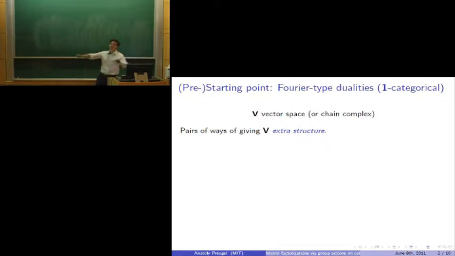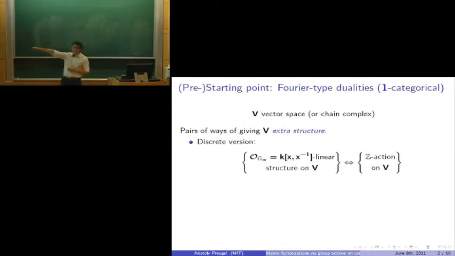So here's the pre-starting point. This is going to be a motivation for the way we're going to think about more complicated things in a little bit. So let's start with a vector space or a chain complex V. Here are two types of extra structure that we could try to give to this vector space. One is we could try to put it over the punctured affine line, put it over Gm, make it k[x, x^{-1}]-linear. That just corresponds to an invertible endomorphism. The other is we could let Z act on V, and that also corresponds to an invertible endomorphism.